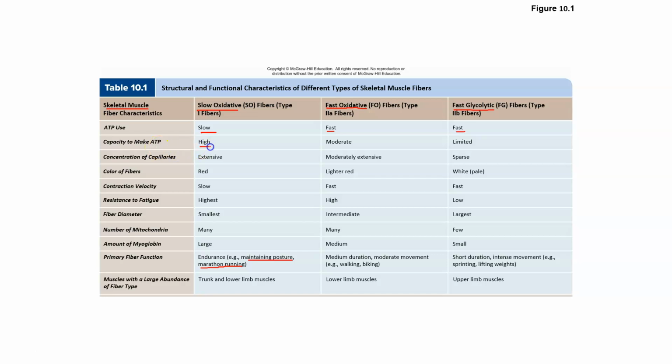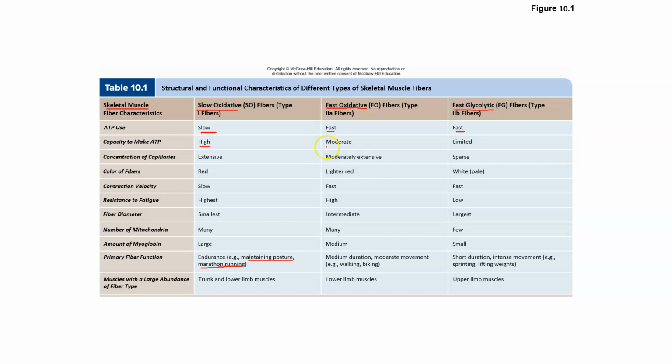Well, of course, if you need a lot of ATP, but you're going to use it in a slow fashion, you just need a big water tower full of ATP. So you have a high ability to make ATP, you store that ATP, and you can keep on going. So you can stand up for hours. You can keep yourself upright for hours. That's what those muscles are for, right?